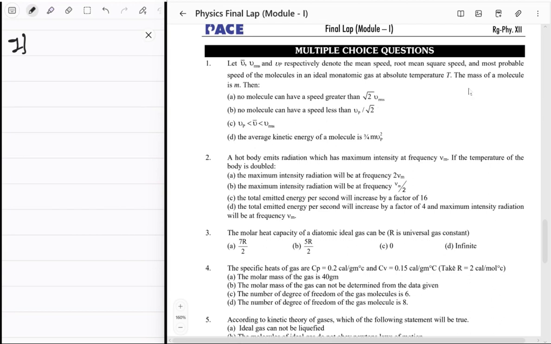No. It goes to infinity, the distribution. You can't just say that. No molecule can have speed less than Vp? No, man, there are molecules with zero speed too. Okay, Vp is less than V bar is less than VRMS.